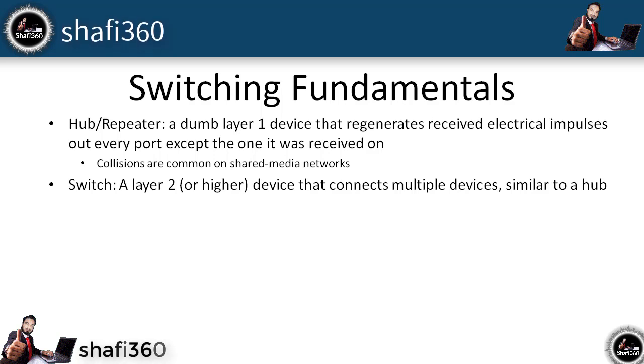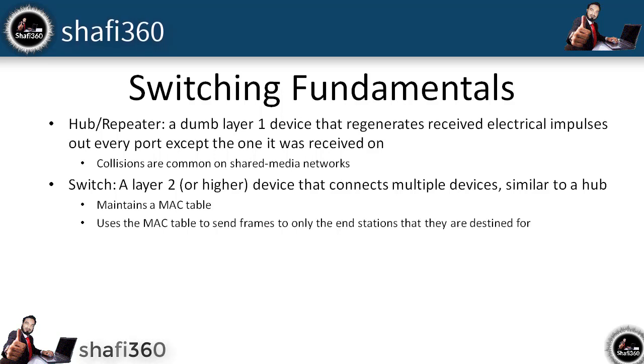The magic sauce inside a switch, if you will, is that a switch maintains a MAC table. It watches all the traffic that comes in and says, well, I see this MAC address on port 2, and I see this MAC address on port 3, and I see these 5 MAC addresses on port 5. It then uses that MAC table to send the Ethernet frames only to the end stations that they are destined for. I've got a nice little visual diagram of how this works in a later video in this course when we discuss switching in depth and exactly how it maintains this MAC table.